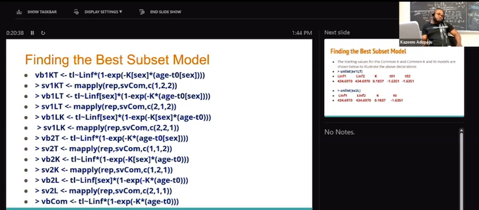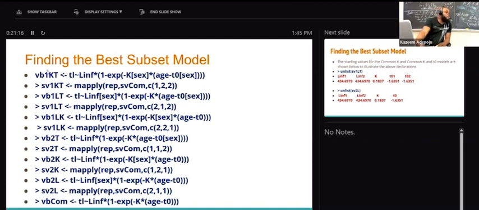Now, this is the code for all the submodels. I specify the models for when one parameter is in common, when two parameters are common, and when they have separate parameters. When you take a look at all this code here, one part is to get the initial values, and the other is to run the model. If you take a look at the first one, it's VB1KT. I want to get the initial values.